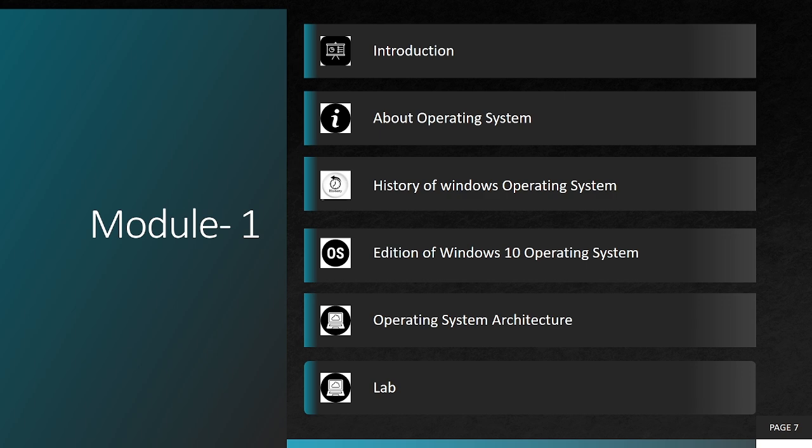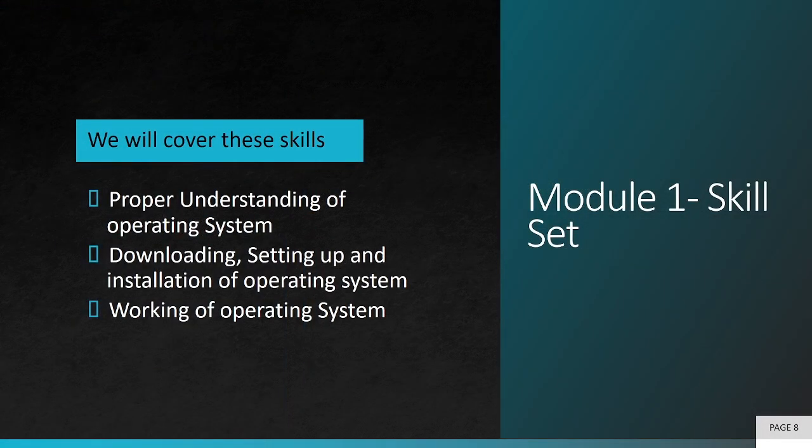After completing this whole 6 modules that are in front of you, what are the skills you're going to have? The skill set you will have after completion of module 1 is a proper understanding of the operating system, downloading, setting up and installation of the operating system, and the working of the operating system. Means you will have the proper understanding and the whole representation of what things belong to the operating system, the basics and all. Having this excitement, yes, we are going to have this skill set, right? This is the excitement we should have.